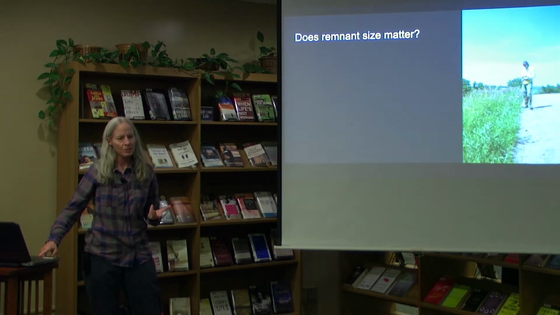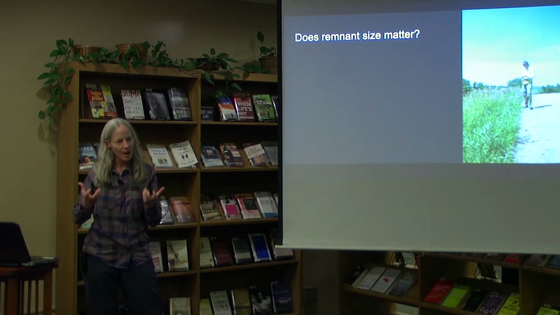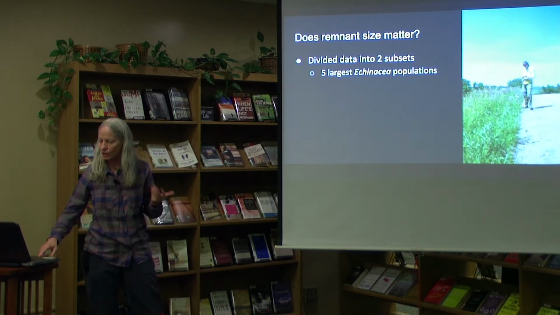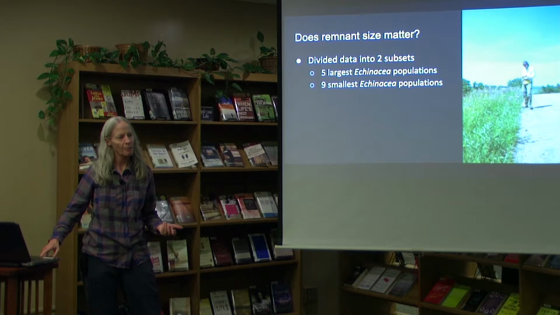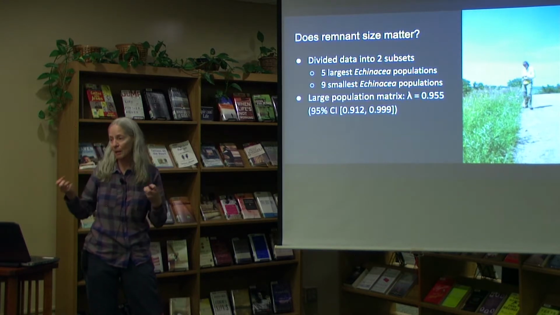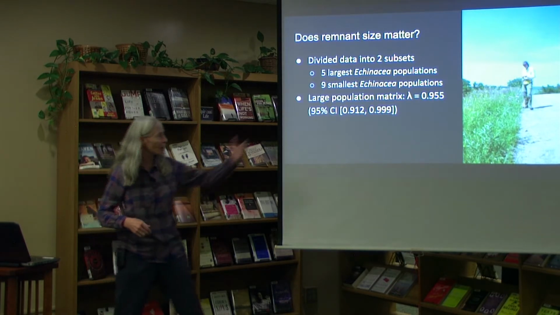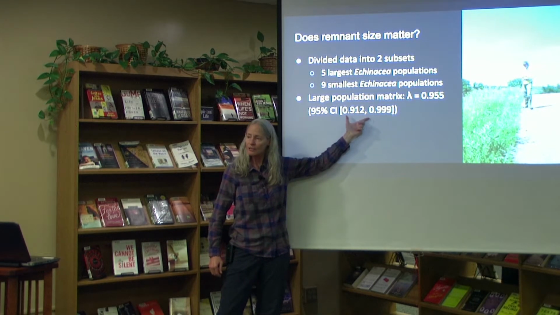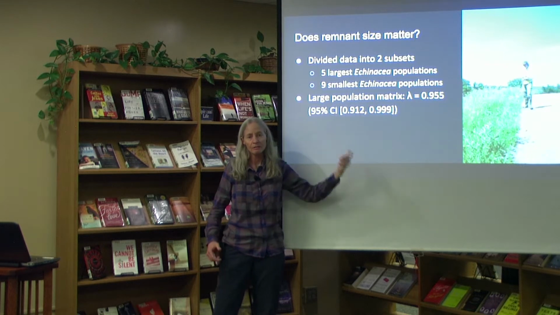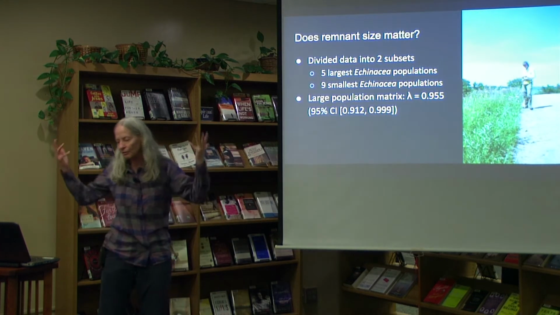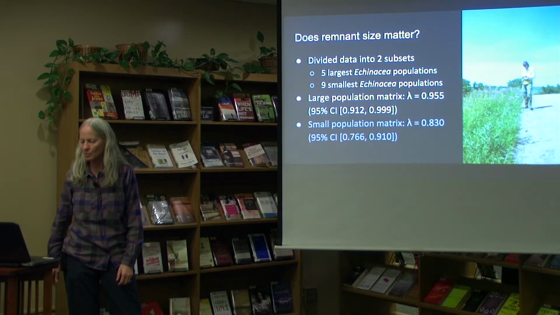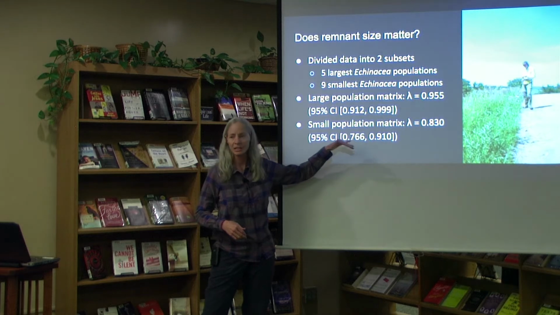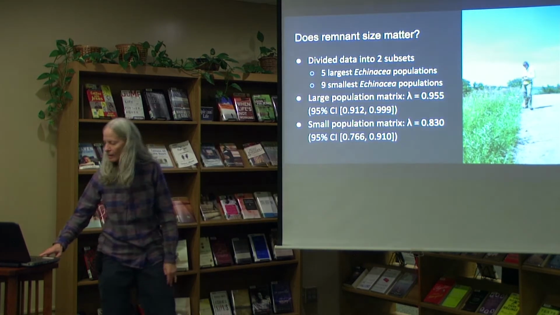The second thing that I was really interested in was whether the size of the population remnant made a difference. So I divided my data into the large populations and the small populations, and I made 2 separate matrices, and it turned out that the large population matrix was better. The confidence interval almost overlapped with 1. It was still different than 1, but it's close. So the small populations were actually declining at a faster rate, it looks like.